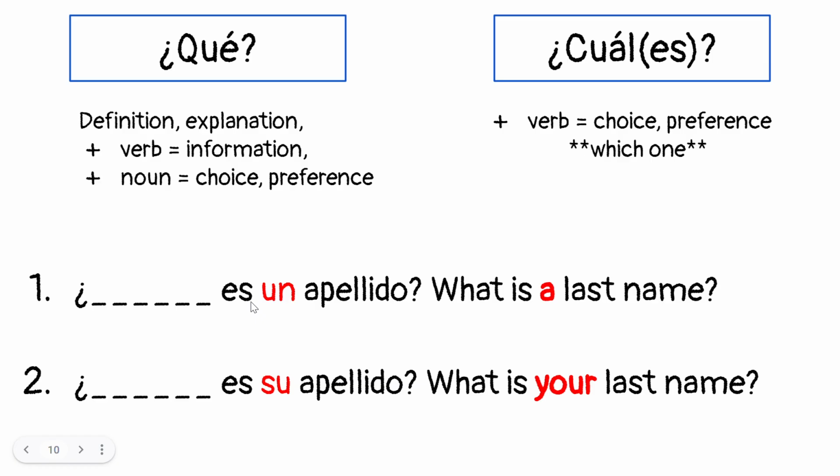Okay. Blank es, here we have two with es. Now we have to decide which one is the one where there's a choice or which is the one that's looking for information, right? Blank es un apellido. What is a last name? Wait, is that information or a choice? That's information. We're going to go with qué, which means this one's going to be cuál. ¿Cuál es su apellido? What is your last name? Which is your last name? We're going to use cuál because it's followed by a verb.